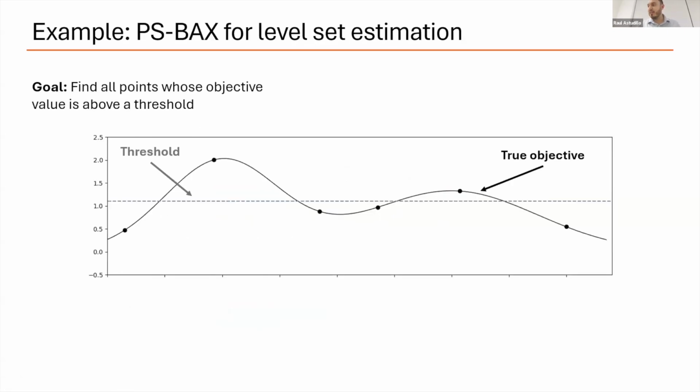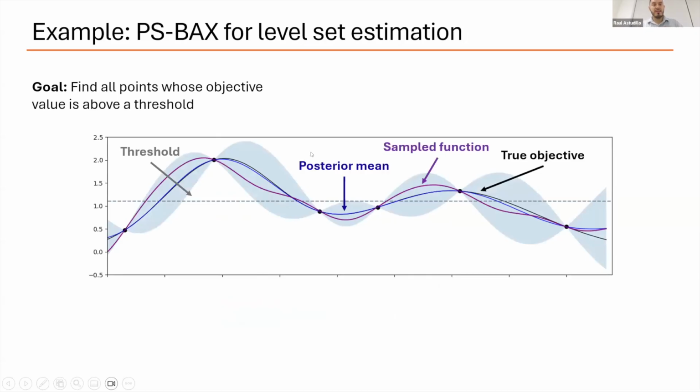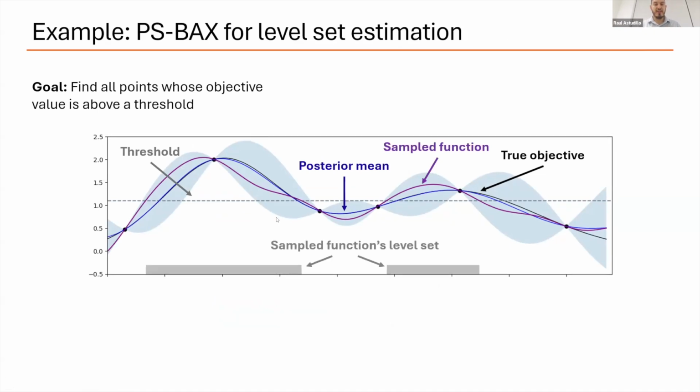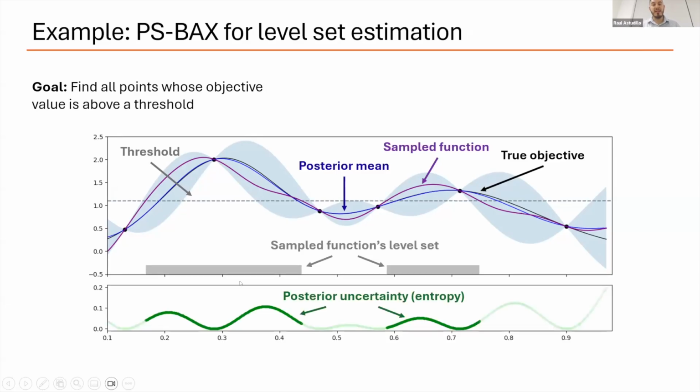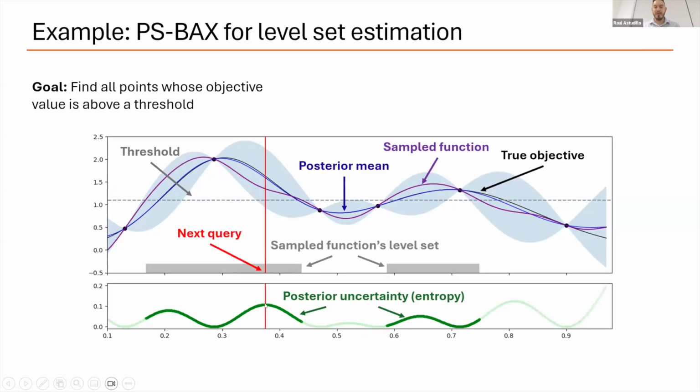So now let's see what this algorithm looks like for a level set estimation problem. Again, we have this function and the same data, but this time the goal is to find the level set, so all the points so that the objective value is above this threshold. What this algorithm is going to do is, again, draw a sample from the posterior distribution. This is going to imply some level set associated with this sample, and then we're simply going to select among the points in this level set the point with highest uncertainty. So this point around here. So that's the algorithm.